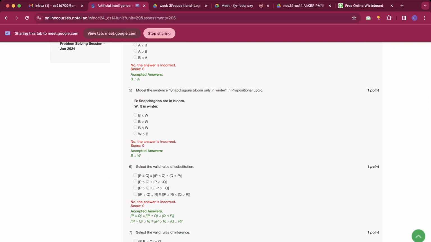Snapdragons bloom only in winter. Snapdragons are in bloom and it is winter. Yeah, so thanks to Aryaman, we just saw an example of this kind of situation, right? It's better to read the sentence in the direction of the flow of information that is given to us, right? So we are given snapdragons bloom only in winter, right? So the flow of information is snapdragons bloom, winter, right? That's why it is B implies W and not the other way around. The direction in which the information is given to us, we need to follow that.